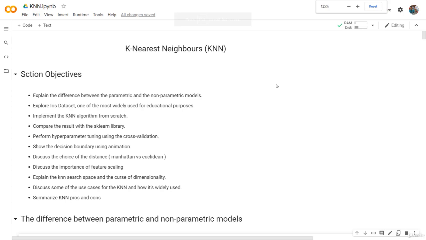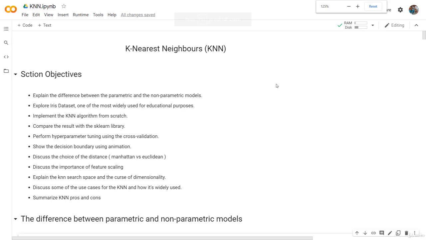After that, we are going to discuss the choice of the distance for the KNN, how we can calculate the distance, where we are going to calculate the Manhattan distance or the Euclidean distance, and we will understand what we mean exactly by Manhattan and by Euclidean. And then we are going to discuss the importance of feature scaling, and this is also very important for KNN. And it's also important for other machine learning algorithms, right?